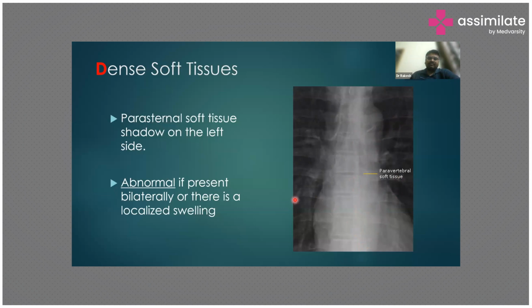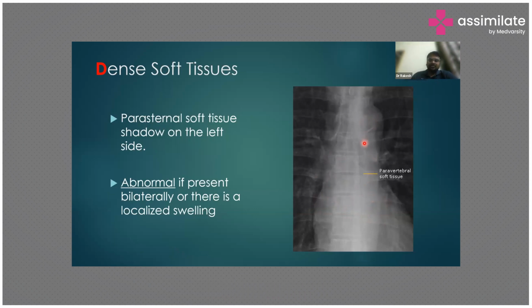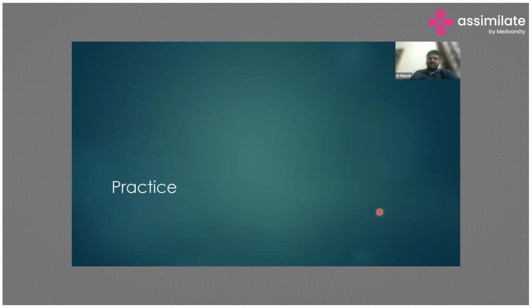It is abnormal if it is present bilaterally or if there is a localized swelling on one side, which indicates probably a hemothorax or a cardiac tamponade. So if it is present bilaterally, it is abnormal, or if it is a localized swelling in that soft tissue line, that may indicate any bleeding in the pleura or the pericardium. So that is about your thoracolumbar spines using an ABCD approach. And now we will again look at some practice X-rays.